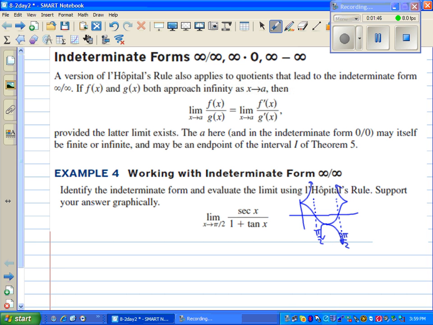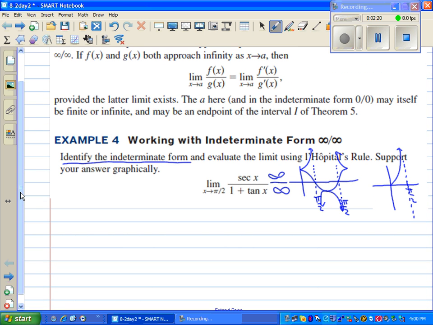And as x approaches pi over 2, secant is approaching infinity. So this is going to be infinity over, if we look at tangent, tangent at 0 is 0, and then once we get to pi over 2, we have an asymptote. This is what tangent looks like just on the right side of 0, because we're approaching pi over 2, so it is also infinity. So we have infinity over infinity, and so I have identified the indeterminate form. It is infinity over infinity, as the title of example 4 suggests. So now we're going to take the derivative.